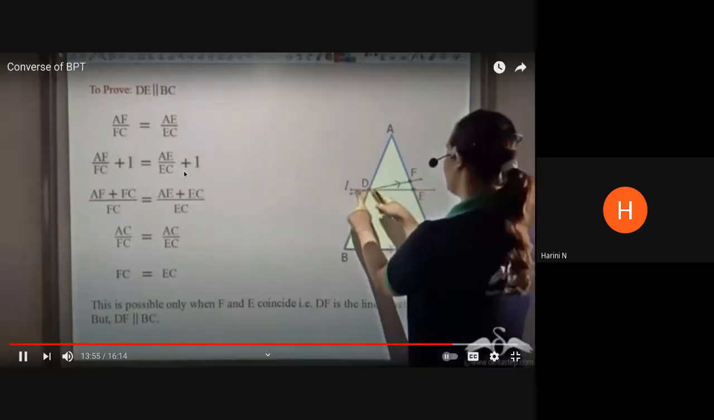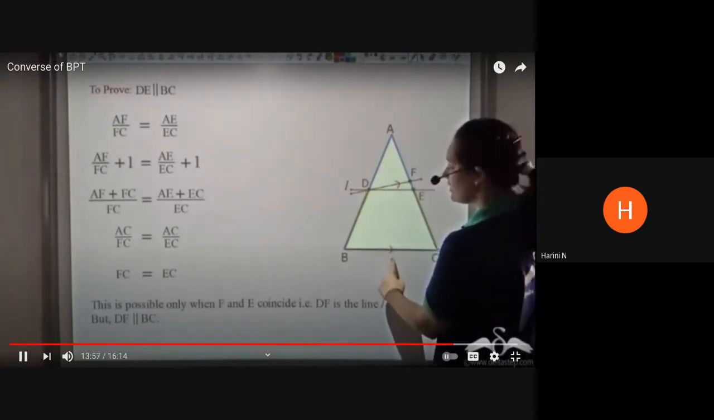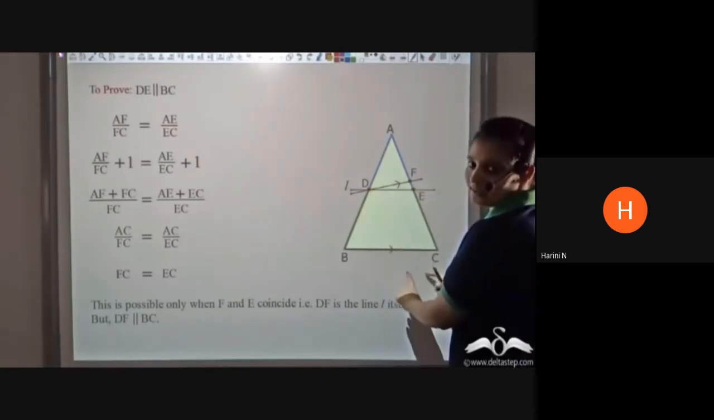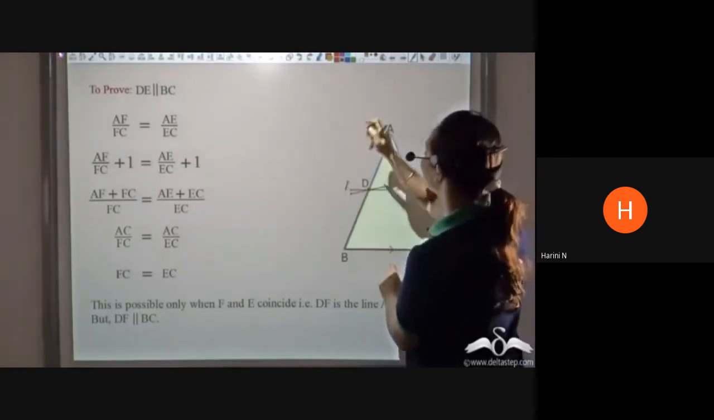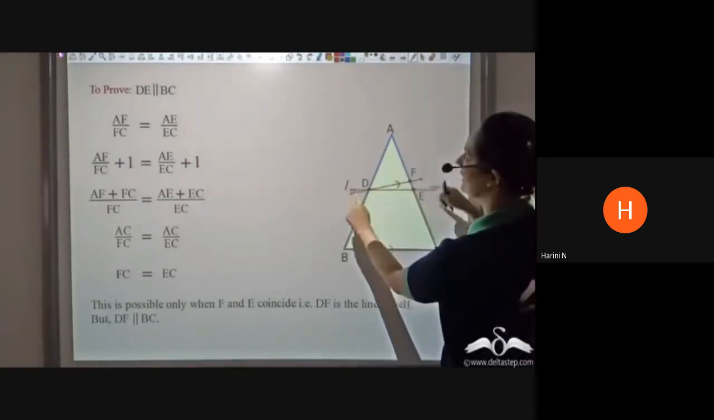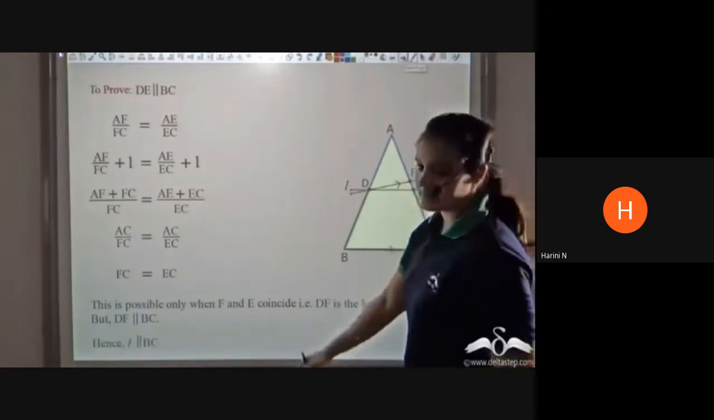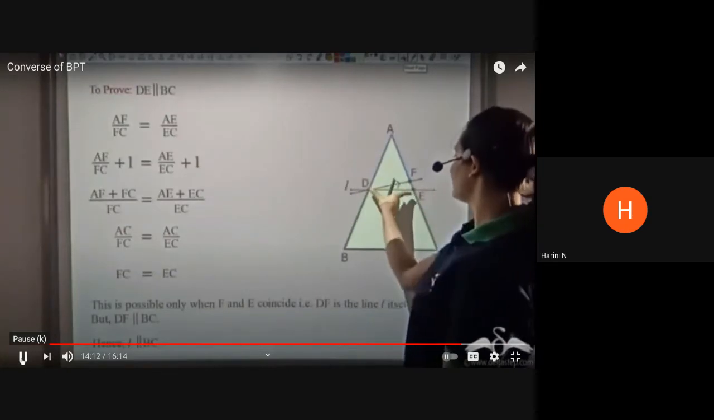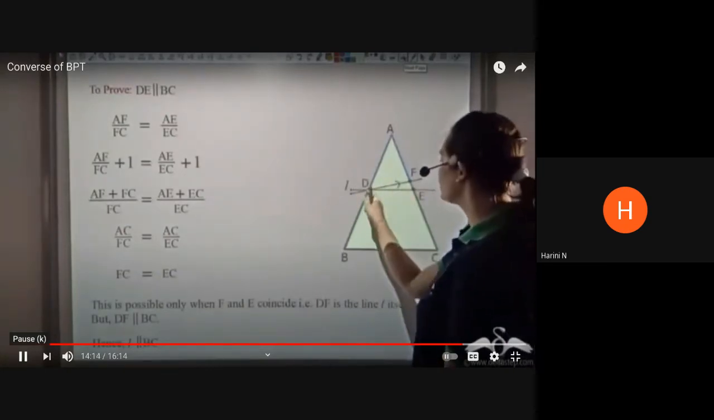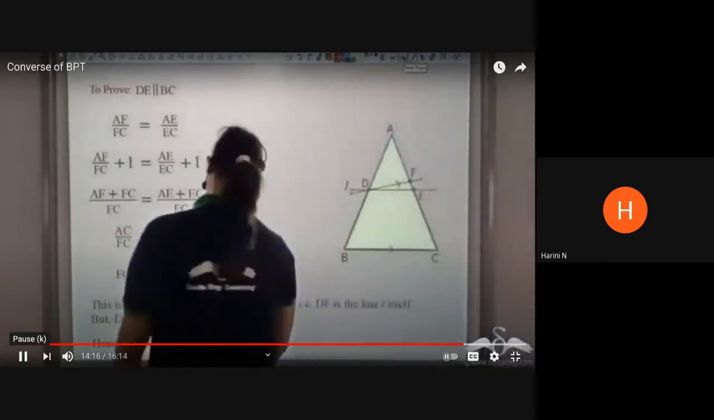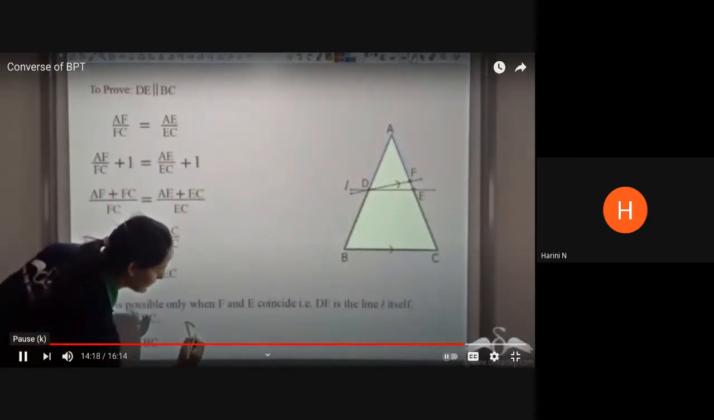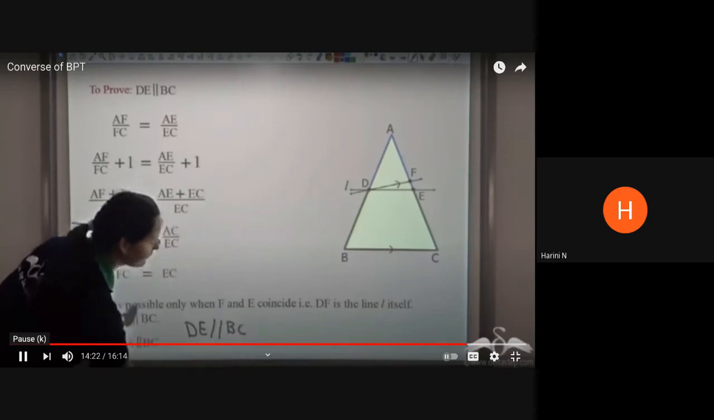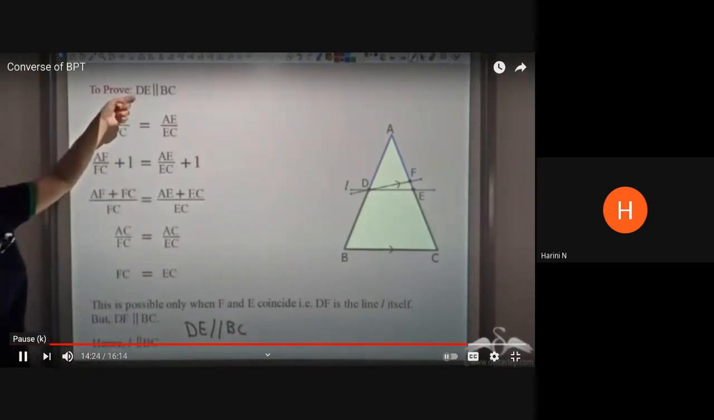So we know that DF was parallel to BC, but since F is equal to E, I can say that DE is parallel to BC. Or this line L, which is nothing but DE, is parallel to BC. This line means DE only, because this line is actually DE produced. So DE is parallel to BC, and this is precisely what I wanted to prove.